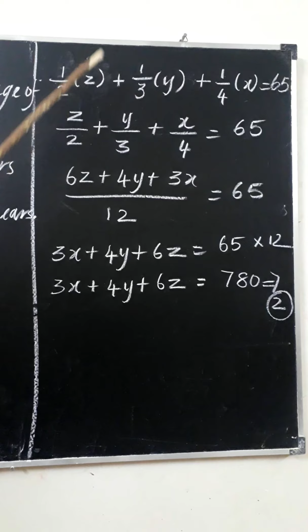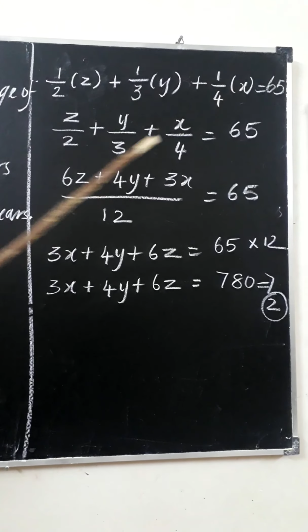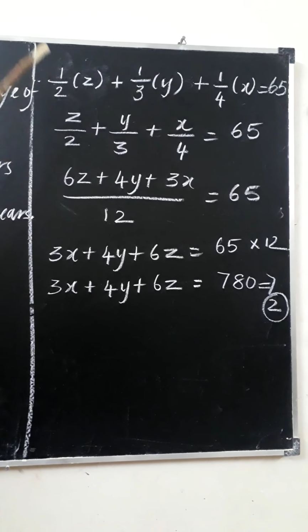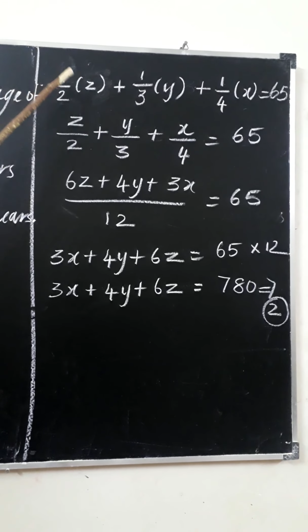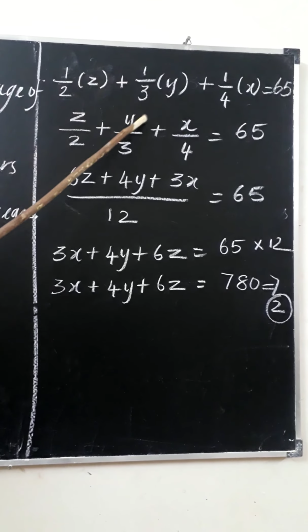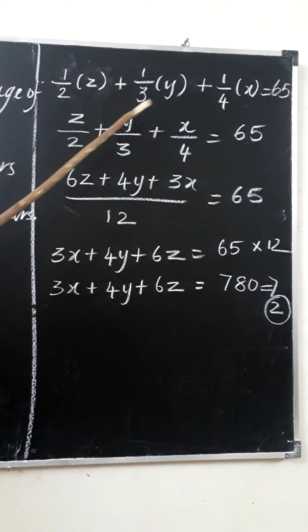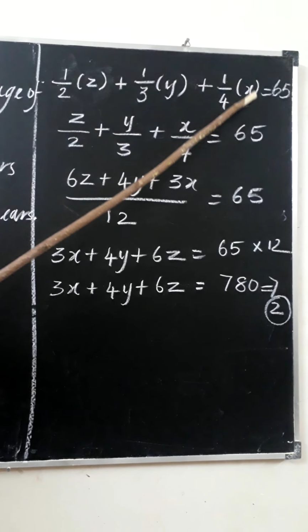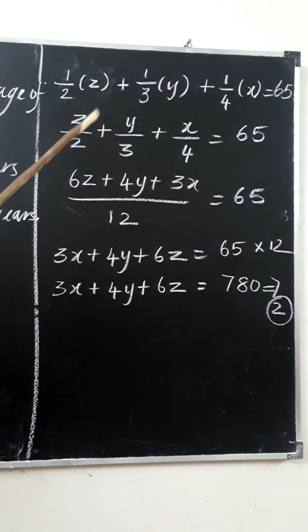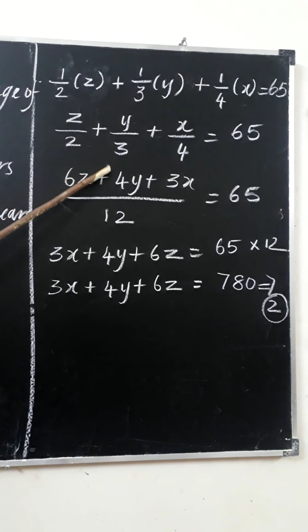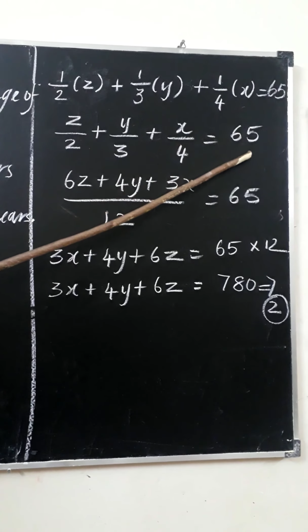That's why z. Don't write x, y, z as usual. First you have to take half of the grandfather's age. So 1/2 into z. And 1/3 of her father's age. So 1/3 into y. Then Vani's age, 1/4 of Vani's age. Then it gives us z by 2, y by 3 and x by 4 is equal to 65.